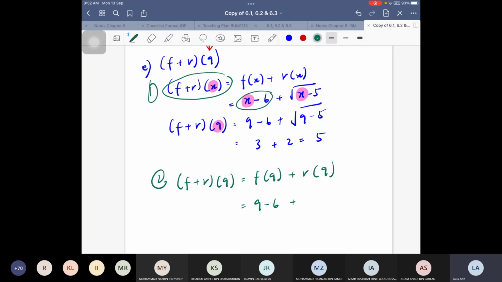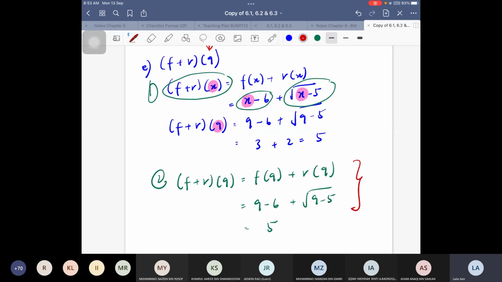And R9 pula, Rx adalah square root x tolak 5. So R9 adalah square root 9 tolak 5. Dan sama juga you akan dapat nilai 5. So either way pun you buat, mana-mana pun tak ada masalah. Tapi saya personally rasa yang this method is actually easier.